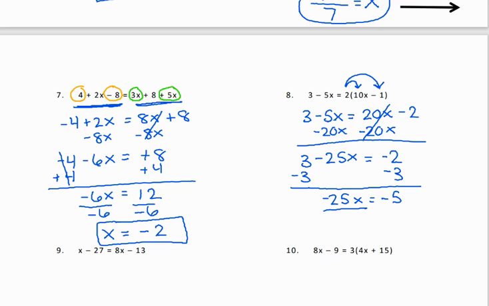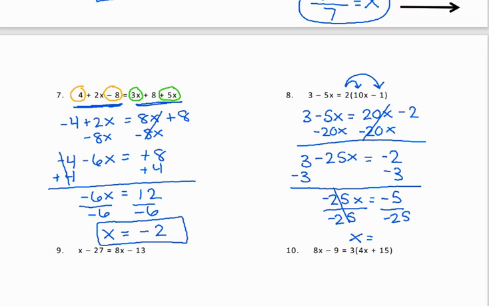So we subtract our 3. That leaves me with negative 25x. Negative 2 minus 3 is negative 5. And last but not least, we now divide by negative 25. Those 25s cancel. I'm left with x. What happens on that right-hand side? Divide. We're dividing. Negative divided by a negative is a positive. Does it become 5? No, it becomes negative 5. Careful.